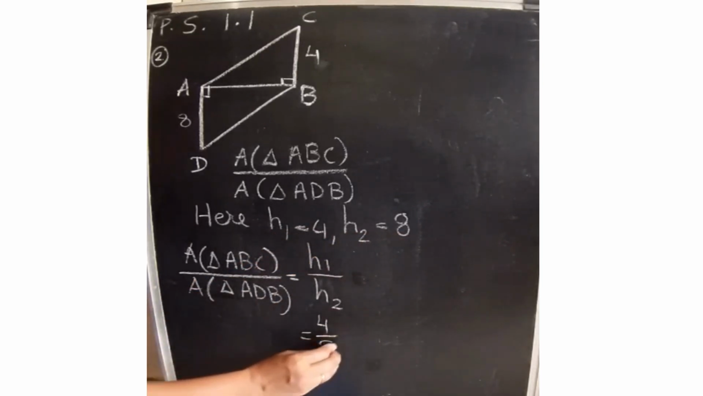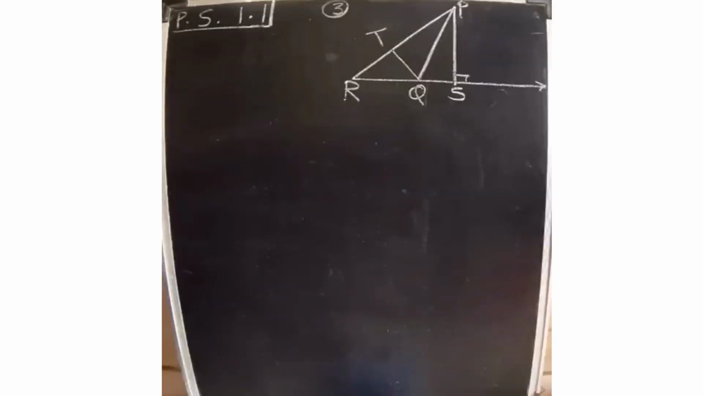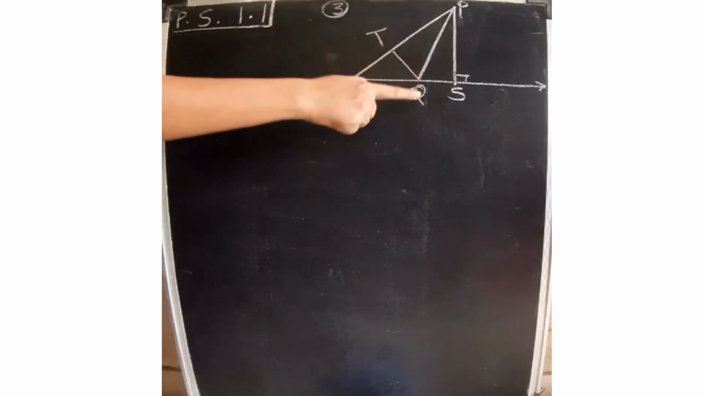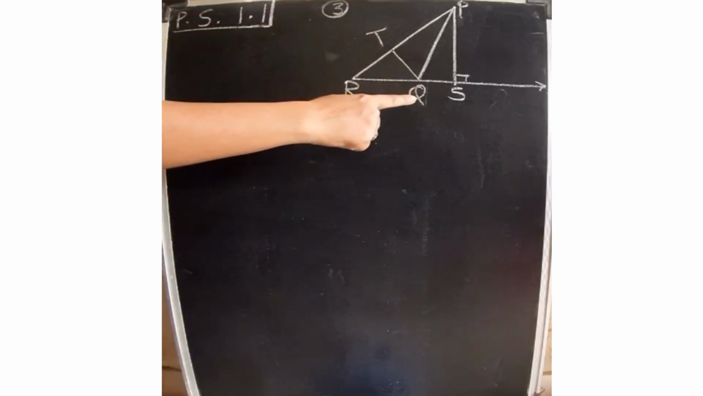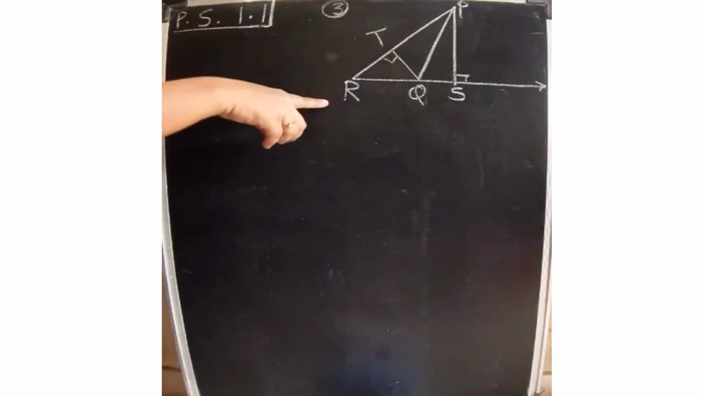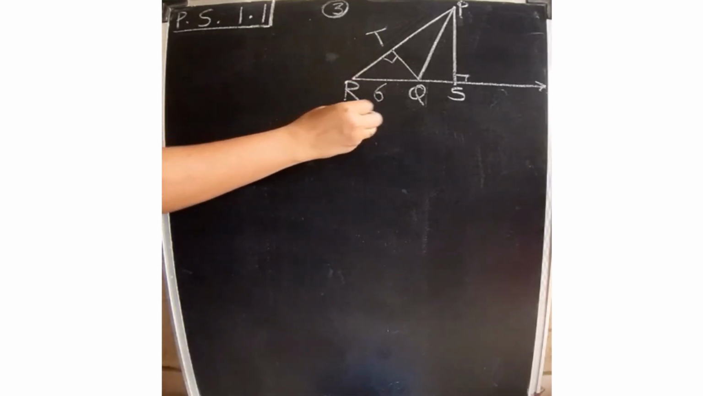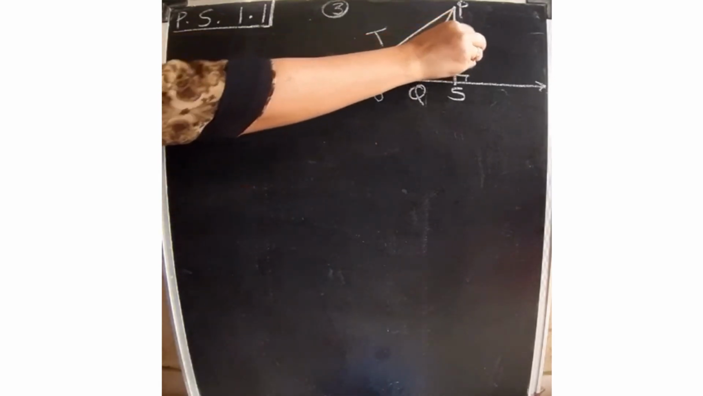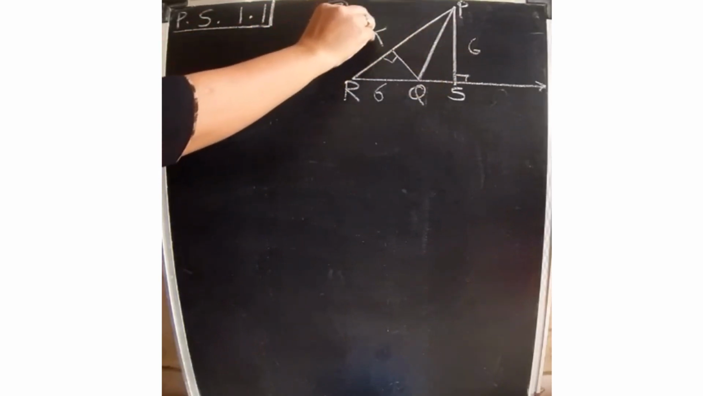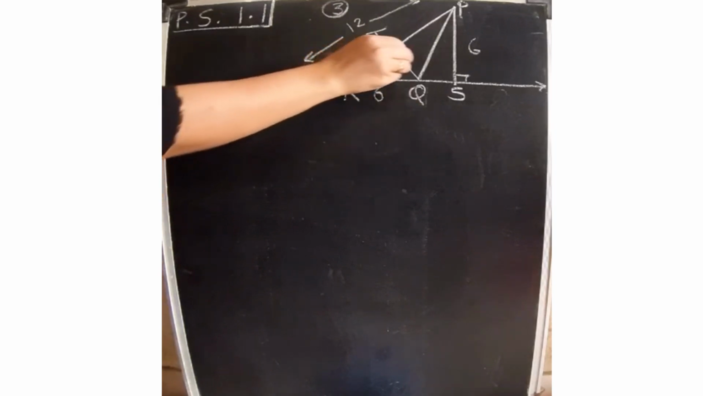4 upon 8 divided, 1 upon 2 is the ratio for both for the triangle. Third problem. Observe the diagram. PS is perpendicular to RQ. QT is perpendicular to segment PR. RQ is given 6. PS is given 6. PR equal to 12 given. Find QT.